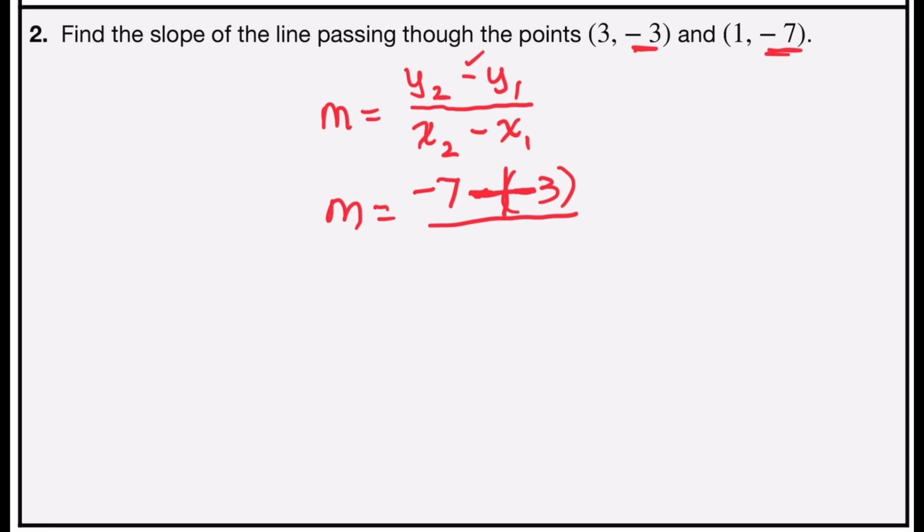In the denominator, or the second part of the ratio, I have the second x coordinate, 1, minus, that's in the formula, the first x coordinate, 3. So now I'm just going to simplify. -7 plus 3 is -4, and 1 minus 3 is -2. -4 divided by -2 is a clean division, and so I find out that my slope is 2.